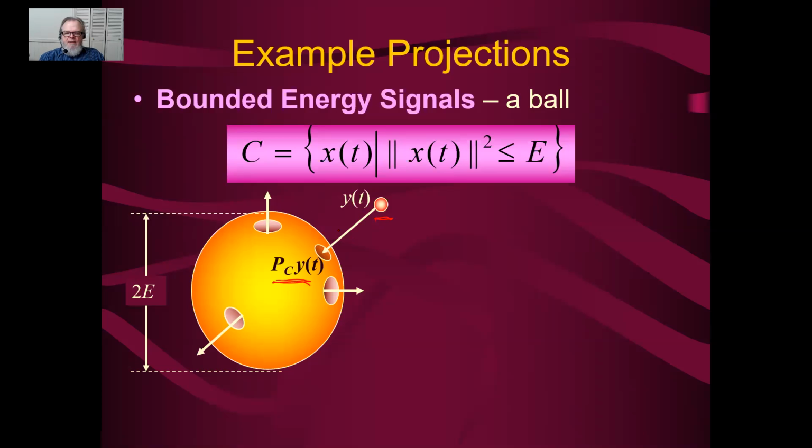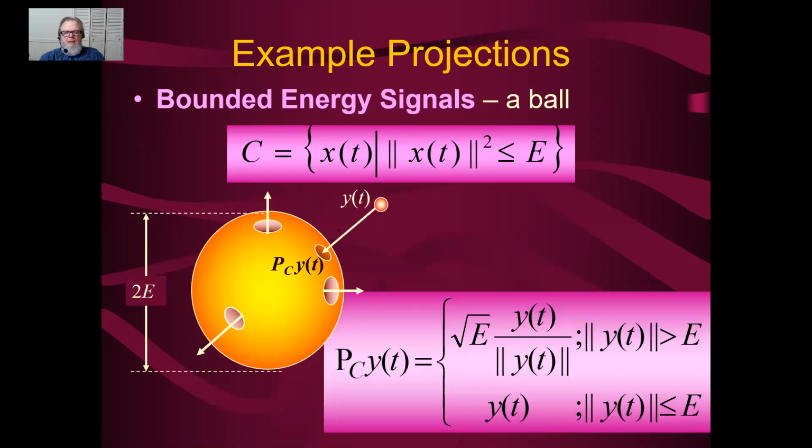And to project it onto the ball, we simply do this. The result: we do E times y of t over the magnitude of y, where y of t is, if y of t is greater than E, this looks like the way to project the signal onto the ball.